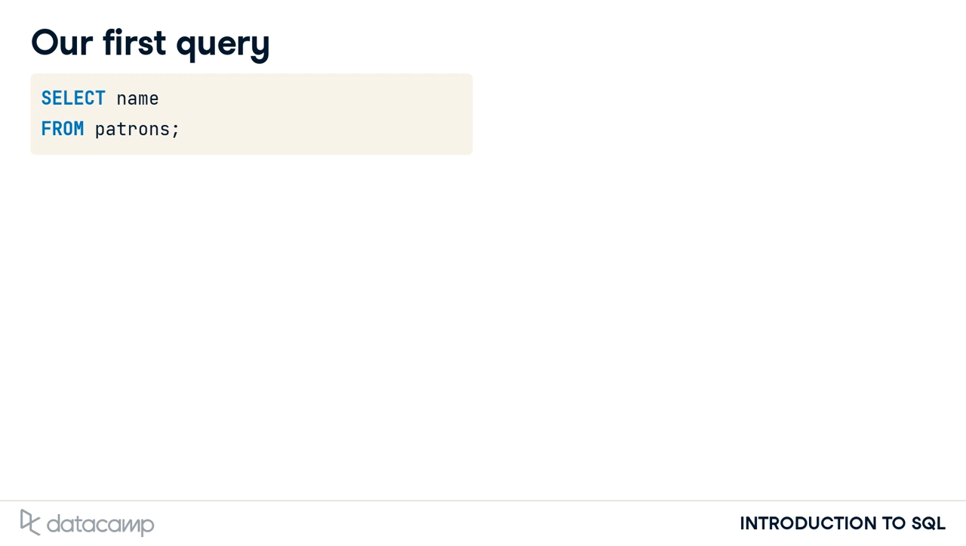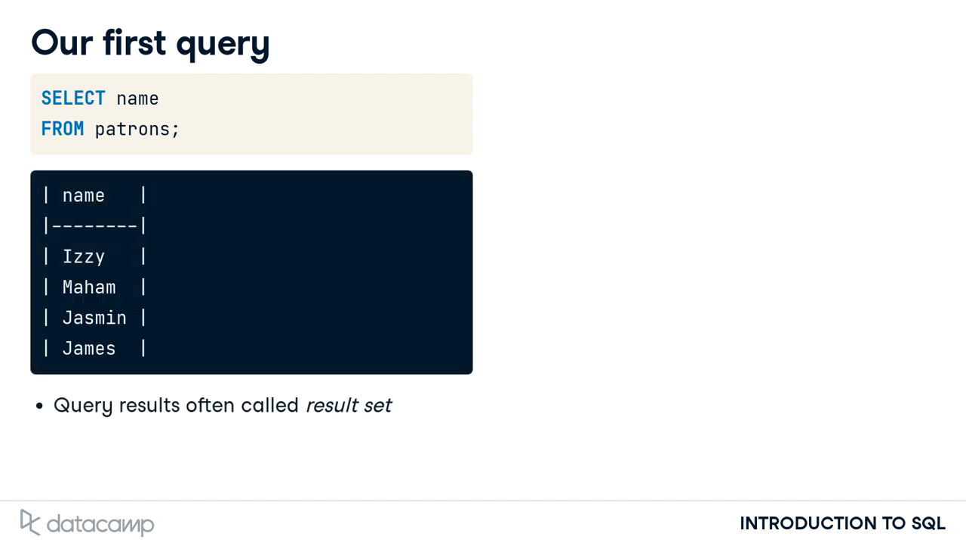The select statement appears first, followed on the next line by the from statement. It's best practice to end the query with a semicolon to indicate that the query is complete. We also capitalize keywords while keeping table and field names all lowercase. Now let's take a look at the results of our query, often called a result set. The result set lists all patron names, just as we had hoped.